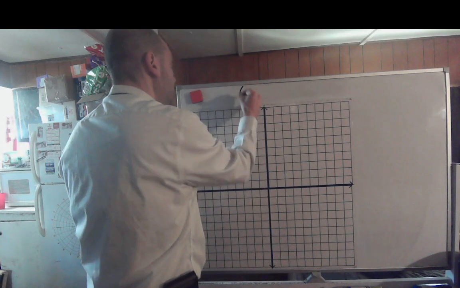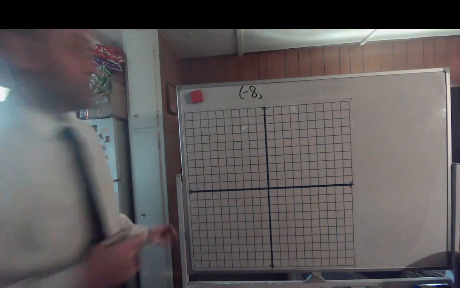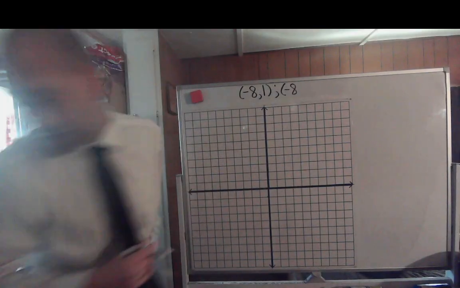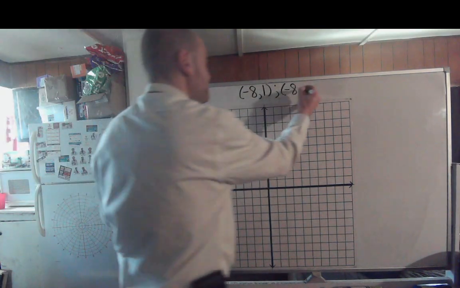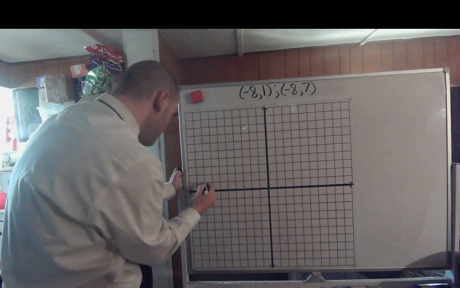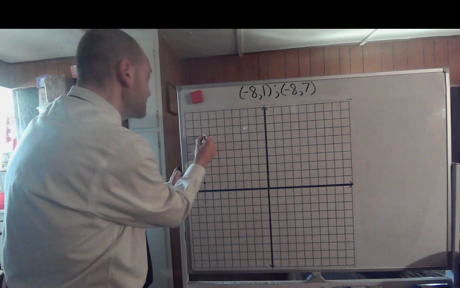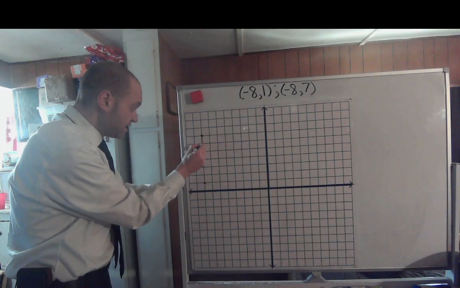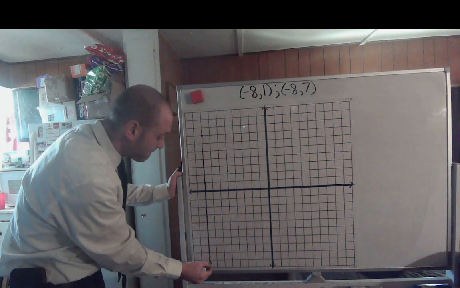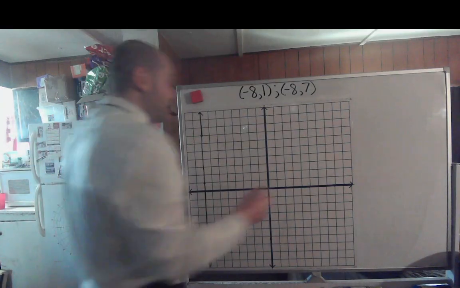Find the equation of the line through -8, 1, and -8, 7. Here's -8, 1. Here's -8, 7. So we need to find the equation of this line in slope-intercept form. And yes, it's a straight up vertical line. So let's find the slope itself.